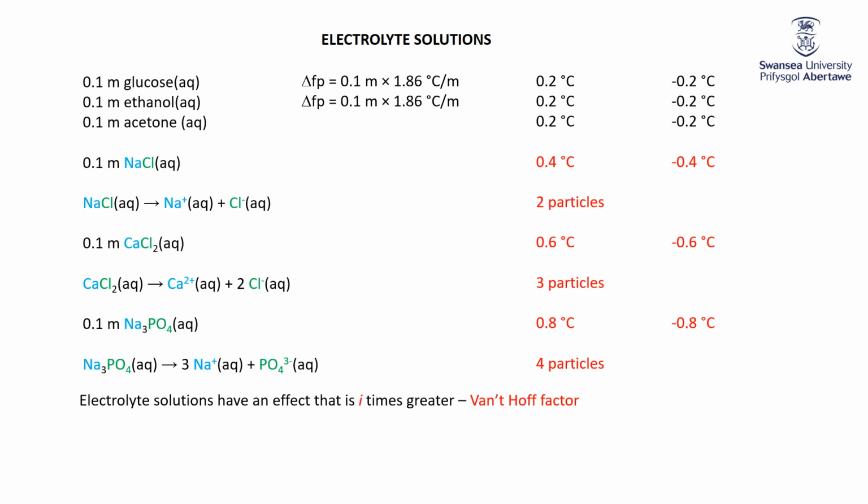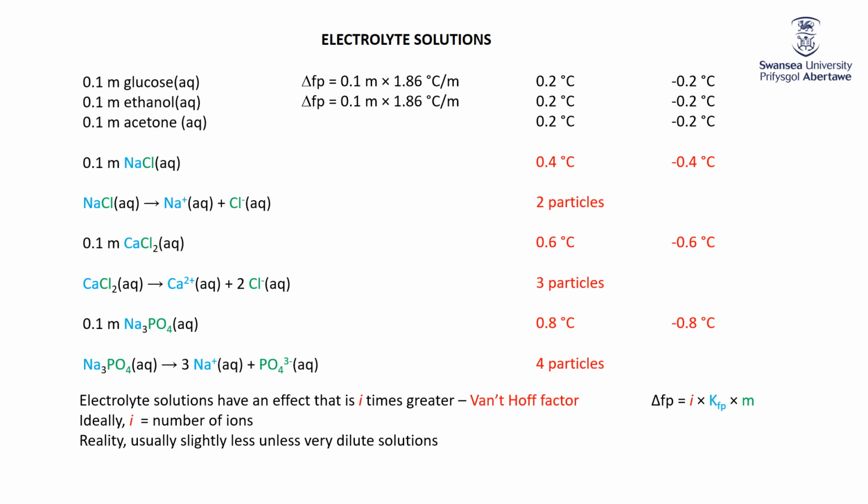Electrolytic solutions have an effect that's i times greater. That's called the van't Hoff factor. Ideally, i is the number of ions into which it dissociates. So in other words, more bang for your buck with sodium chloride because you have two particles for every sodium chloride, three particles for calcium chloride, four particles for sodium phosphate. And so the change in freezing point is not just the constant multiplied by the molality, you also have this i in there, the extra number of particles. And of course I could have put change in freezing point there. I could have also talked about the vapor pressure change.